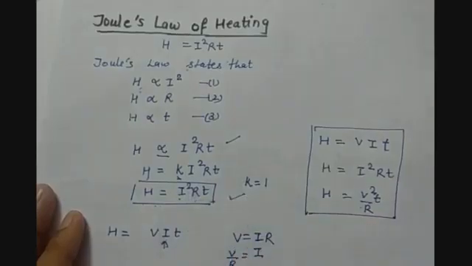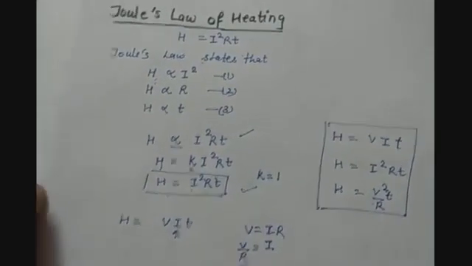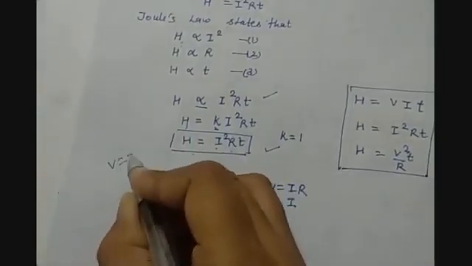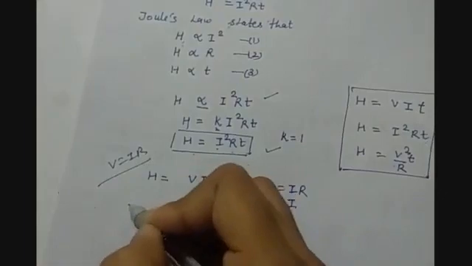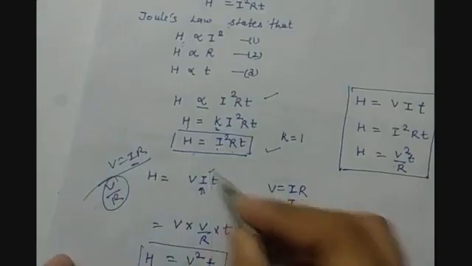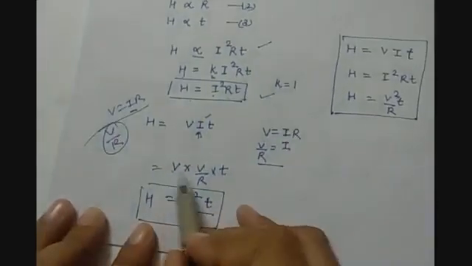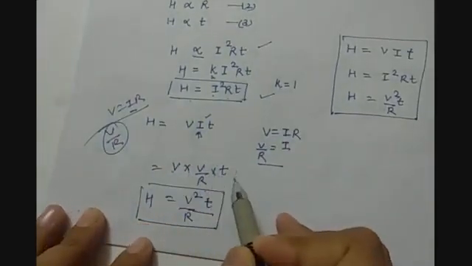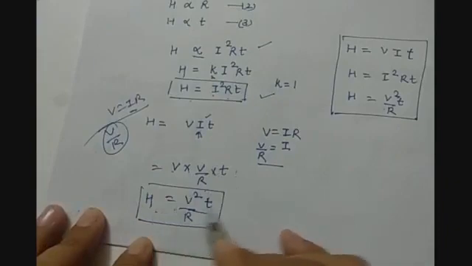Joule's law of heating. We can also have one more modified form, because according to V is equal to IR, if we calculate the value of I from here, that is V by R. So if we put the value of V by R here, we get V into V by R into T. That becomes H is equal to V square by R into T.